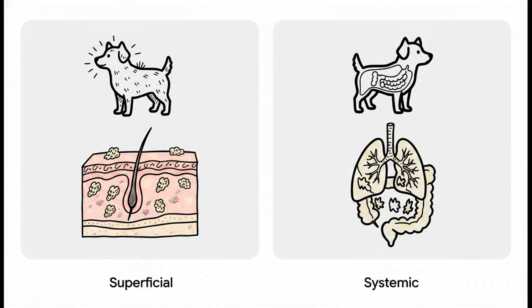But then we have systemic fungal infections. These guys invade the deeper tissues and organs, like histoplasmosis or blastomycosis. They might have low invasiveness overall, but make no mistake, they are often life-threatening and extremely difficult to treat. The stakes here are incredibly high.